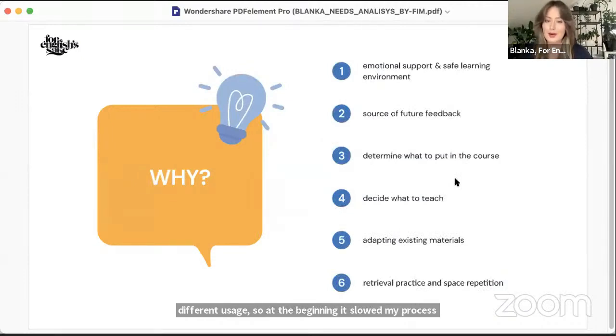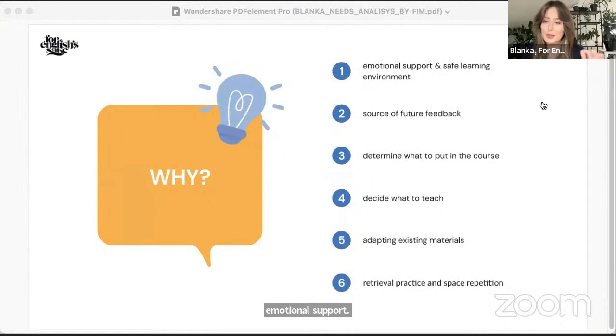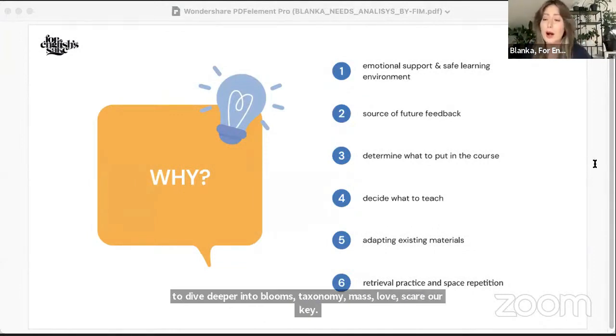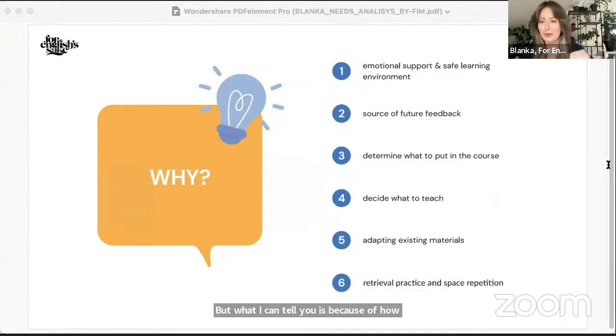While we carry on, why needs analysis is so important cannot be overstated. It creates emotional support. We only learn when we feel safe. Today, we're not going to dive deeper into Bloom's taxonomy or Maslow's hierarchy, but what I can tell you is that because of how our brain works and our whole hormonal system, we know that when we feel safe, happy, and experience joy, we are more eager and yearn to learn something new, even if at the beginning it might bring certain difficulties.